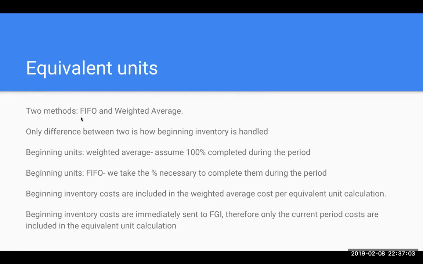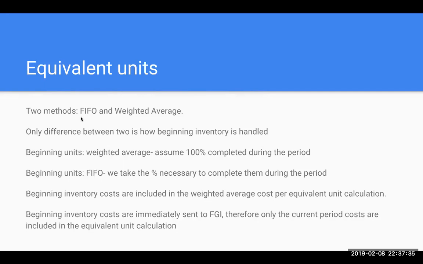At the same time, because we're assuming that beginning inventory is 100% completed during the period for equivalent unit purposes, when it comes to determining the cost per equivalent unit, what we use to get our costs out of work in process into finished goods, we're going to include those beginning inventory costs in our equivalent units. On the other side, there's FIFO, first in, first out.